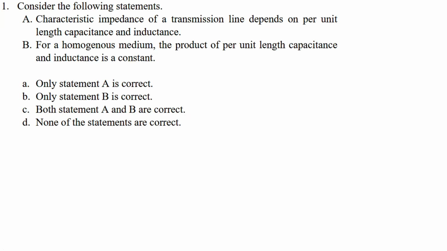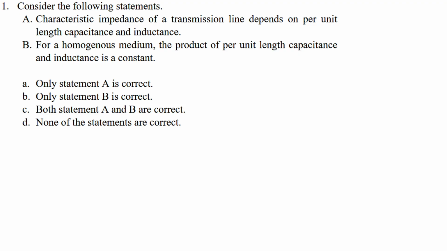Question number 1 is, consider the following statements. Characteristic impedance of a transmission line depends on per unit length capacitance and inductance. This is statement 1, or statement A. It says that characteristic impedance of a transmission line depends on per unit length capacitance and per unit length inductance. And statement B is, for a homogeneous medium, the product of per unit length capacitance and inductance is a constant.